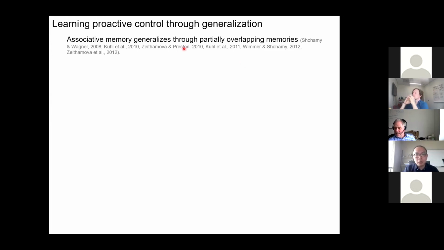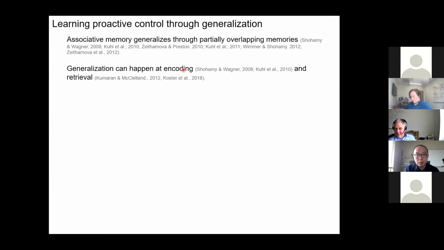In other types of tasks, say memory tasks and decision-making tasks, it has been shown that this generalization effect exists. And also in the field of cognitive control, there are some other works also showing this effect. So one thing we are particularly interested in is when this generalization occurs. It could occur during encoding or during retrieval, and both have some empirical support.